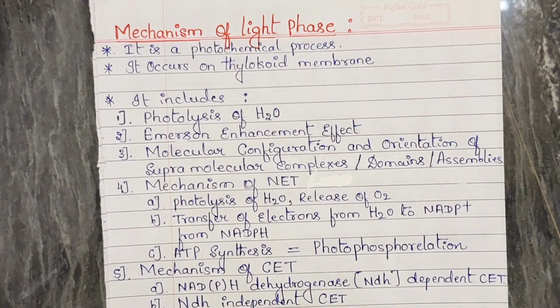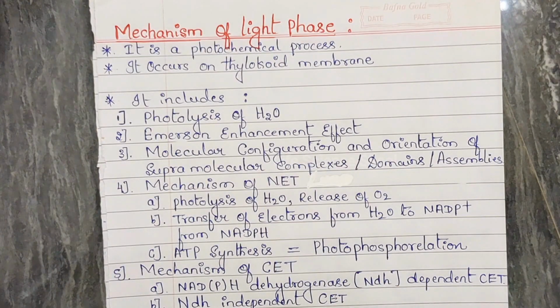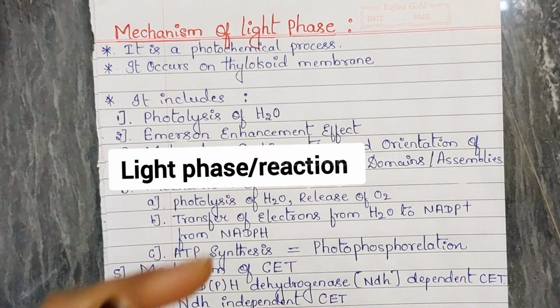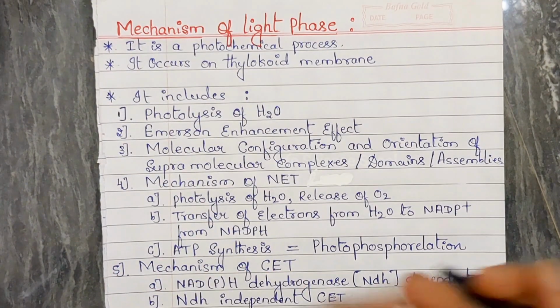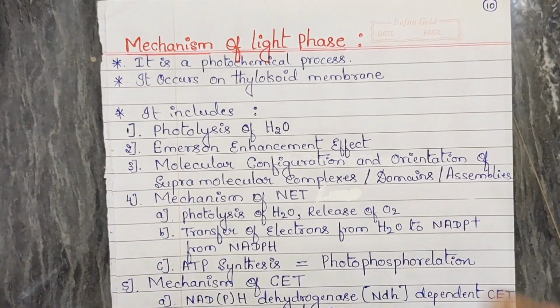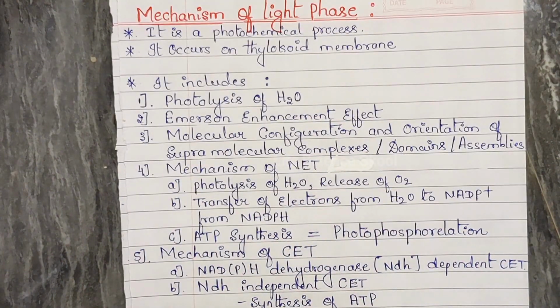Now let's begin with the mechanism of the light phase. The process of photosynthesis includes two reactions: the light-dependent reaction, or light phase, or light reaction, and the second one is the dark reaction, or light-independent reaction. So the light phase and dark phase make up the photosynthesis process. We will first begin with the light phase and later move on to the dark phase, because the light phase itself has so many steps, around 7 steps. I have to explain them one by one neatly.